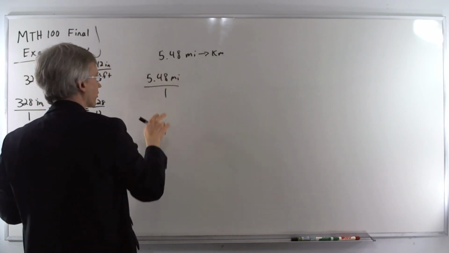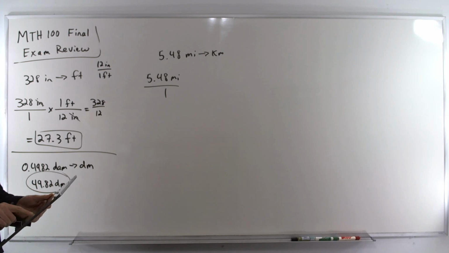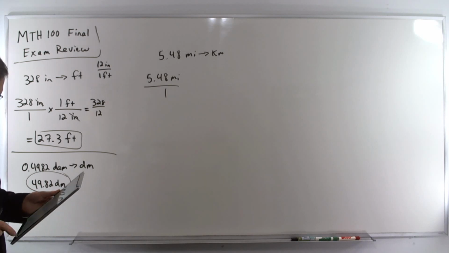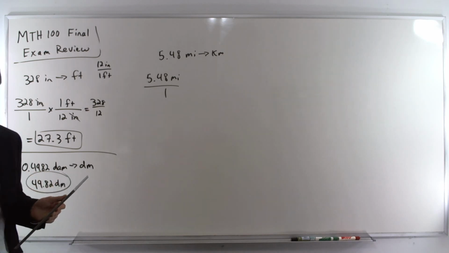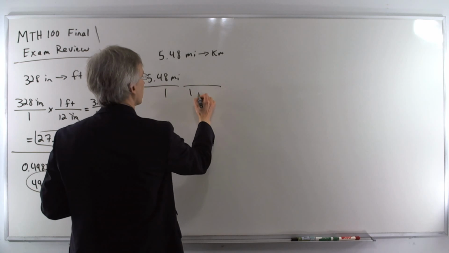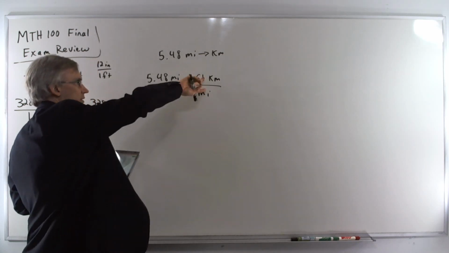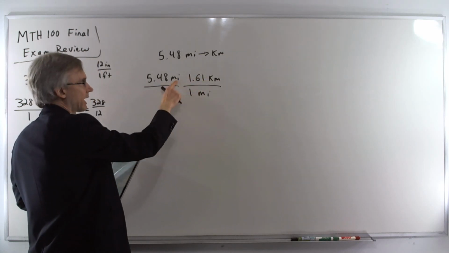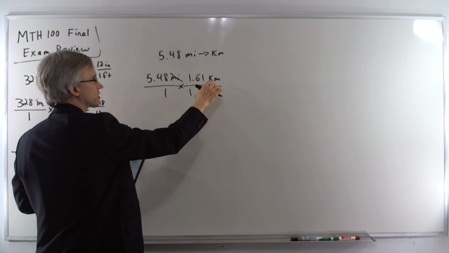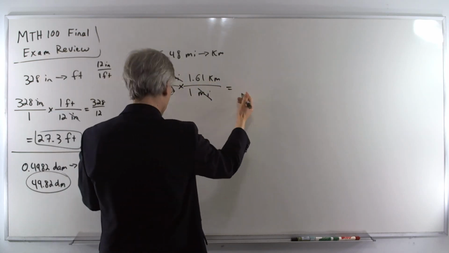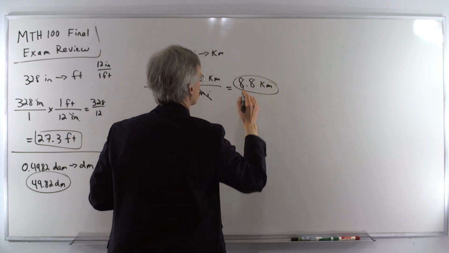All right, take our starting unit, put it over 1. Now we need to find in our tables a conversion between miles and kilometers. If you look on the table, units of length, top entry is 1 mile equals 1.61 kilometers. All right, now I can write this either way. I'm going to write it with miles on the bottom so that it cancels with miles on the top here. And that leaves us with kilometers, which is the units we want. Multiplying straight across, that gives us 8.8 kilometers.